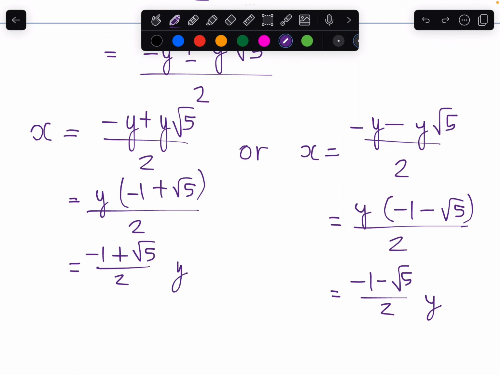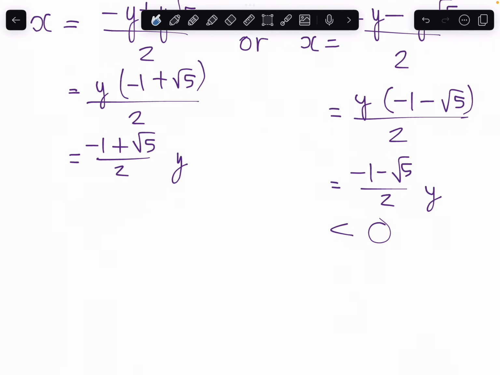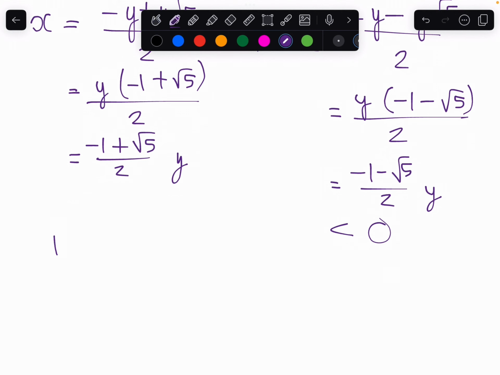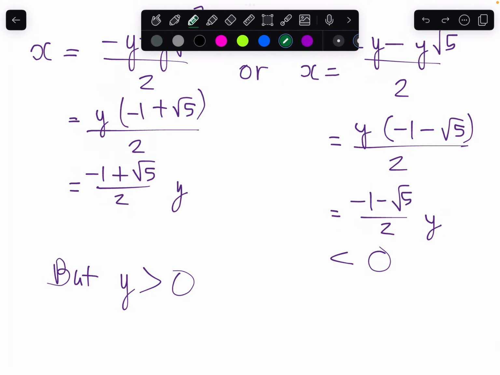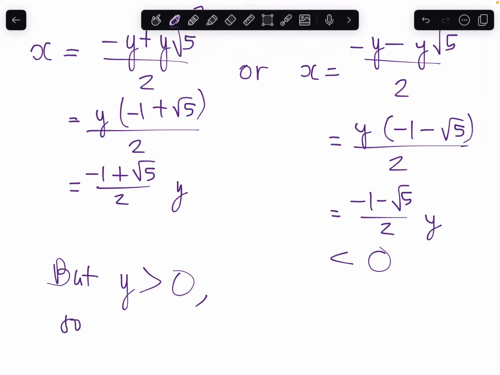If we work this out, but even just from the eyes, we can see that this is a negative number. Minus 1 minus 2 comma whatever is a negative number. Divided by 2, still negative. And because we've been told that y is positive, that means this would be a negative number overall. But y is positive, okay? And we know that x is positive. They told us in the question x is positive. So the only valid solution would be this one, right?